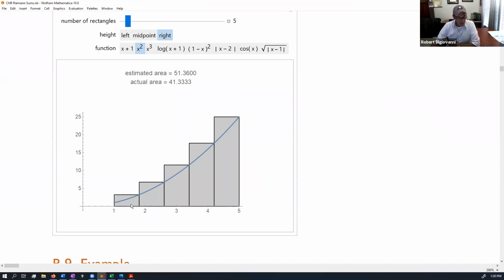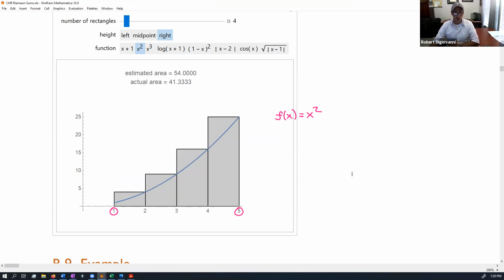What you do is you pick some arbitrary point. We're going to go from 1 to 5 in this example, and we're looking at the function f of x equals x squared. What Riemann is saying is that to estimate the area, we can cut this interval into 4 equal sections. The distance between each pair of points is 1.